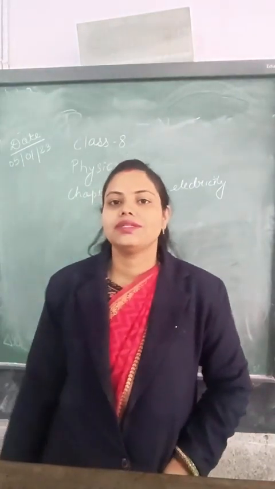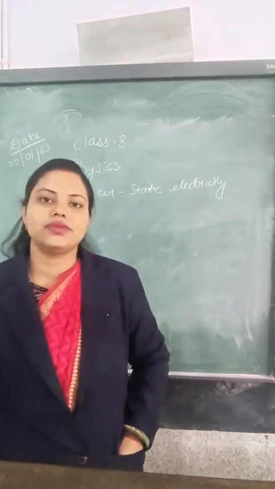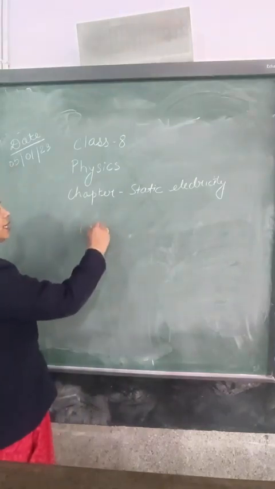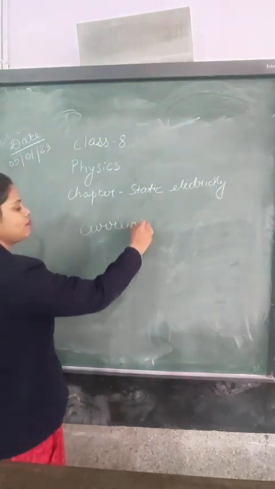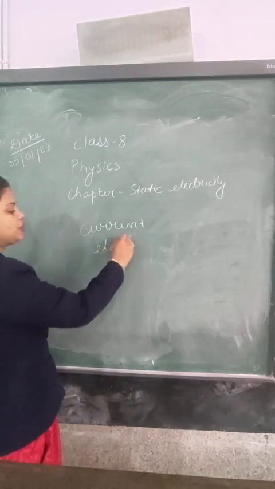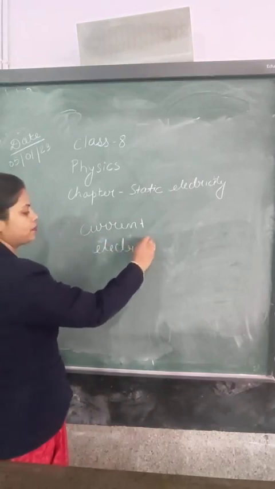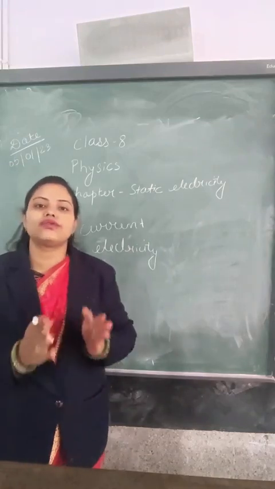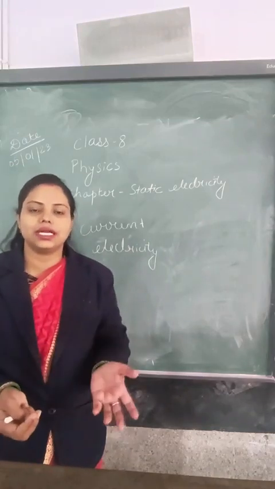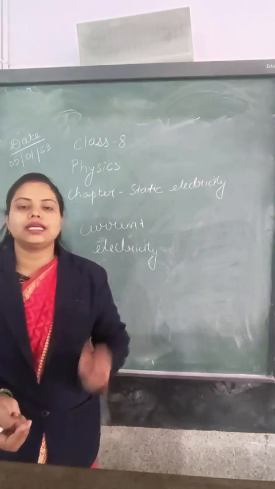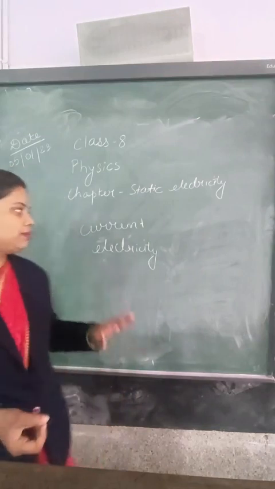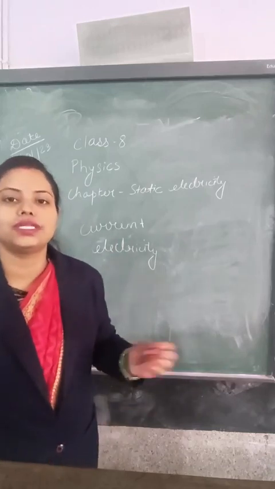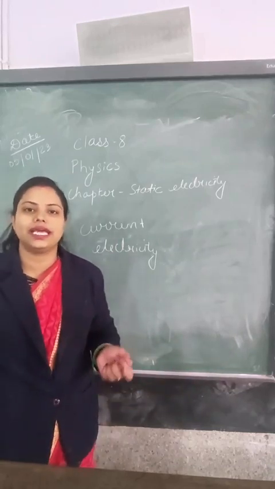So before starting the chapter static electricity, we'll have a brief introduction about current electricity. In current electricity, we talk about the electrons which are flowing. The electrons which move from one conductor to another conductor, or inside the conductor, we call current electricity. We are very much aware of this topic because we have learned it in the A part.